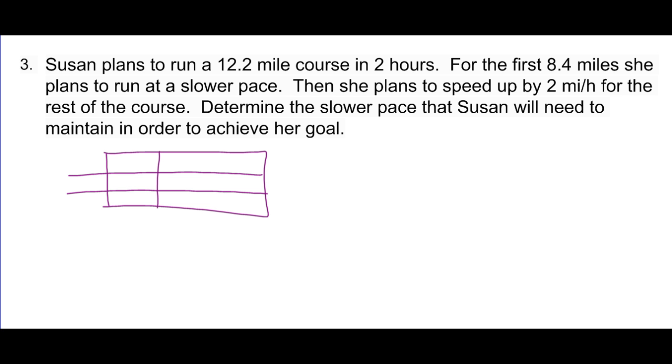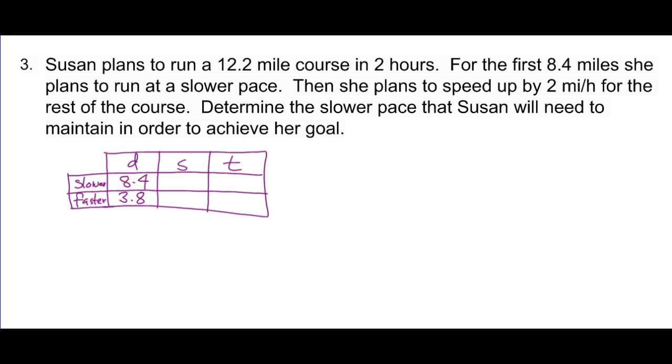Your chart is going to have distance, speed, and time. And we've got the slower pace and the faster pace. At the slower pace, how far is she going to go? 8.4 miles, right? At the faster pace, how far is she going to go? 3.8, right? So where did 3.8 come from? Yeah, 12.2 minus 8.4. So really all we're doing is consolidating the information that's in the question.